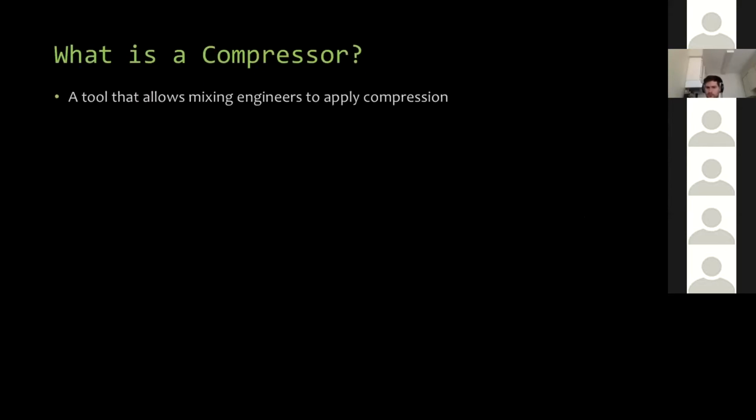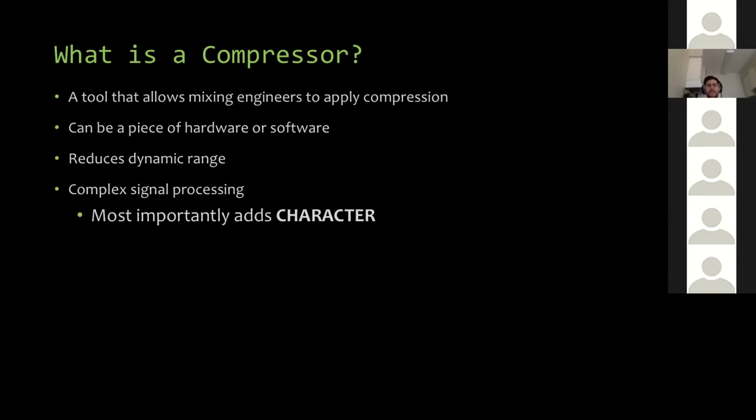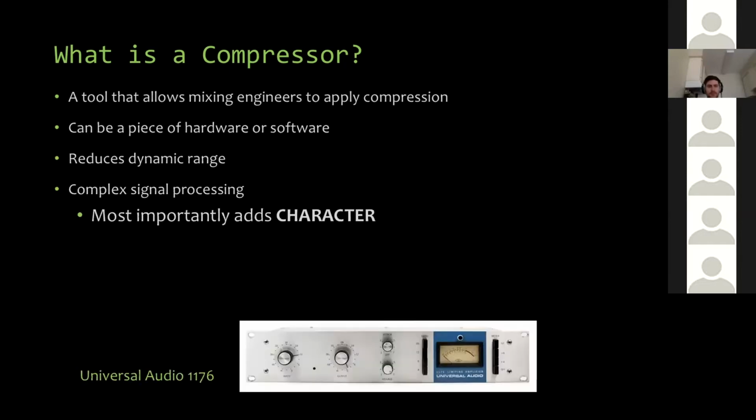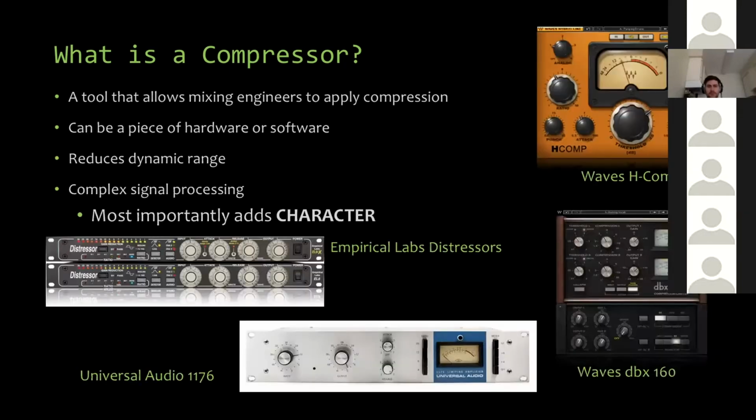A compressor is the tool that allows mixing engineers to use compression as a creative tool. Nowadays, it comes as either a physical piece of hardware or a downloadable piece of software. As previously stated, compressors serve to reduce the dynamic range, and because of the complex circuitry involved in old analog gear, they were seen as a complex signal processing unit. The complex circuitry also added distortion, or in other words, character. Here's some examples of my favorite compressors, hardware with these two, a digital and an emulation.